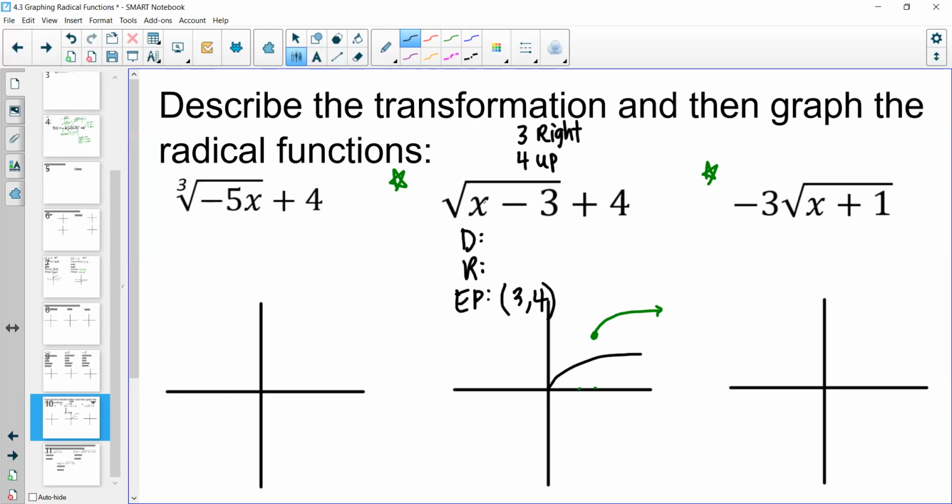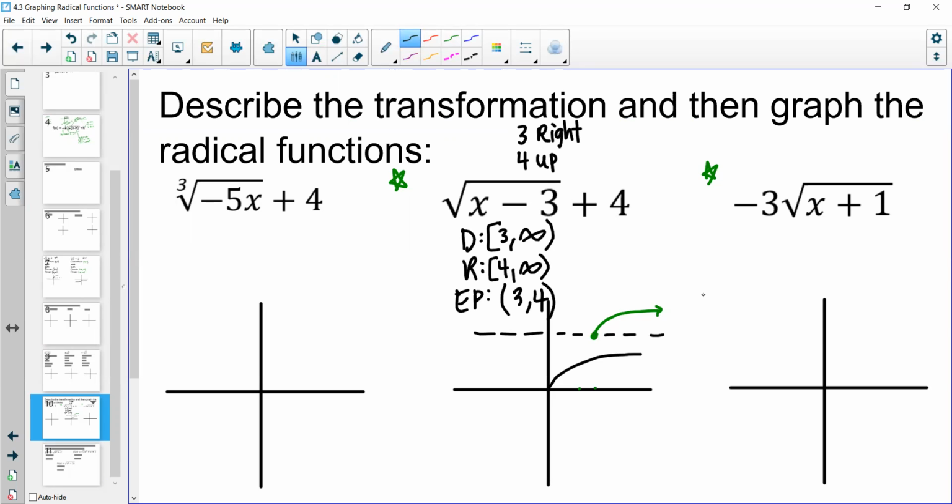Now, because our endpoint changed, our domain and range will change. Remember, our domain, if our arrow is pointing this way, is going to start at whatever our x value of our endpoint is and go to infinity. If it's pointing this way, it'll actually go the other way. Now, our range is going to start at that 4 and go to positive infinity as well, because notice if we drew that line again at x equals 4, it'll go on forever.